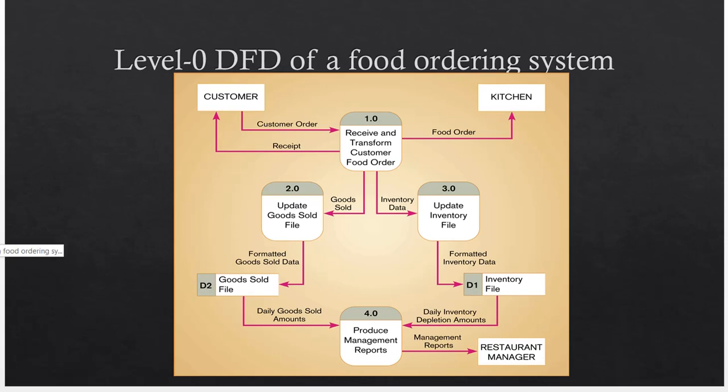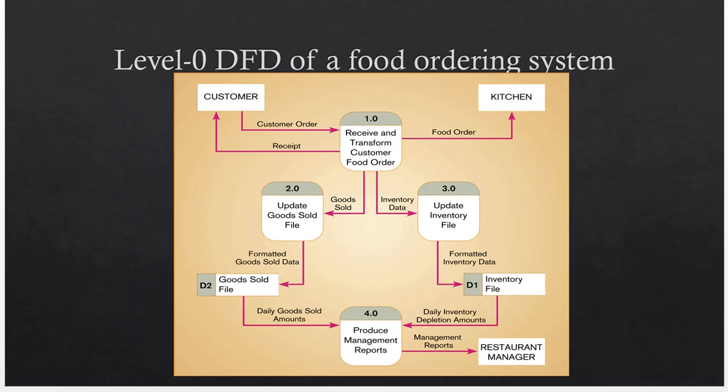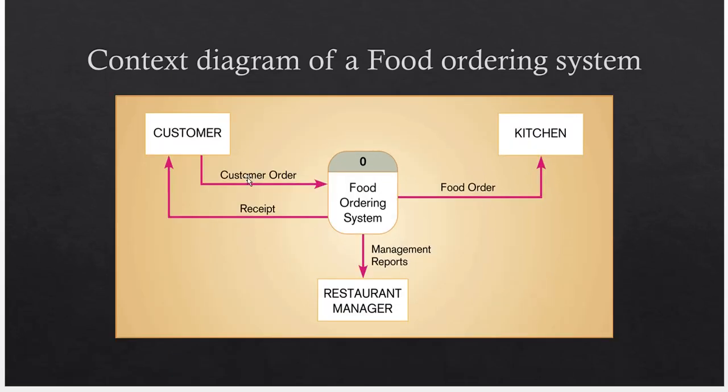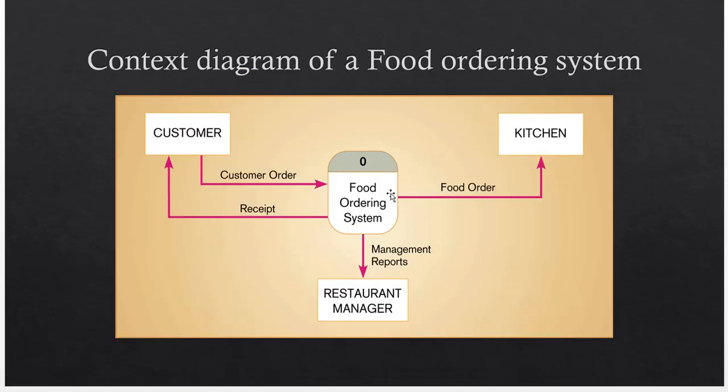So what I want to show is the relationship between the context level diagram and the level 0 diagram. So basically the context level diagram, like we said, has external entities and the system only. But the level 0 diagram now is an expansion of the food ordering system. So it's an expansion of the system that is depicted in the context level diagram. So if you look at our level 0 diagram, all these processes, process 1, process 2, process 3, process 4, they are basically the same thing represented by just one process in the context level diagram.